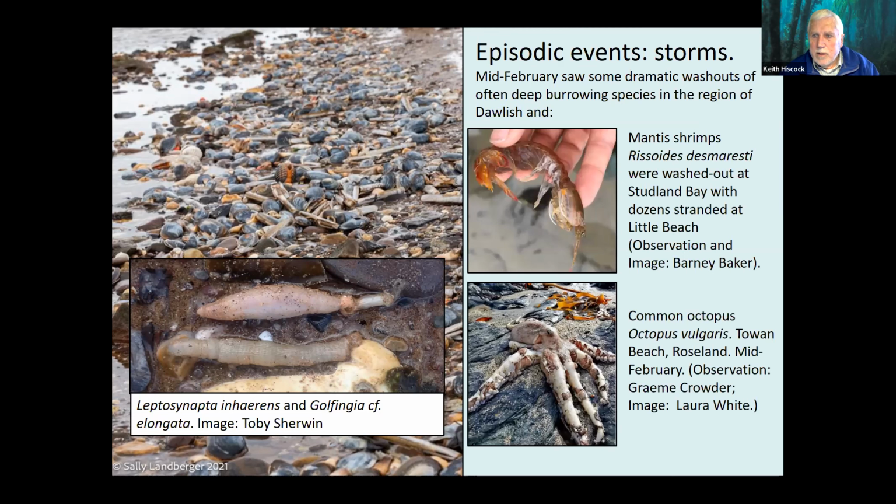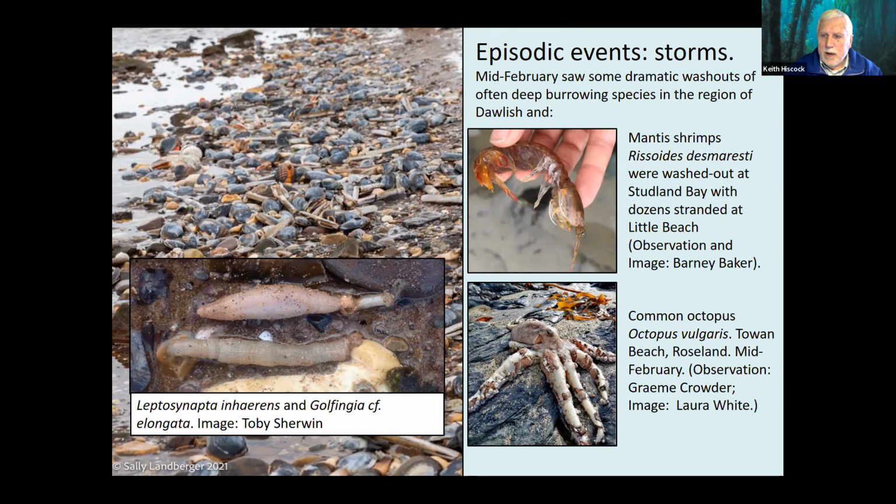Here's a couple more. So you've got mantis shrimp. That was another deep burrowing species which was washed out at several places. Quite a lot washed out in Studland Bay, with dozens being stranded at a place called Little Beach. And this is an observation image by Barney Baker. And here's a rather unwell-looking common octopus. I suspect that it was already dead when the storms came in mid-February.